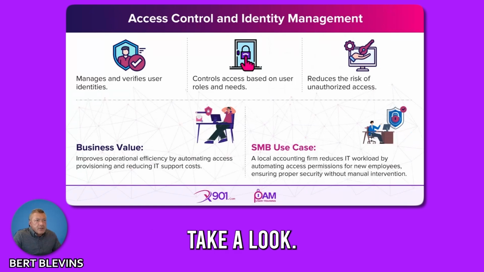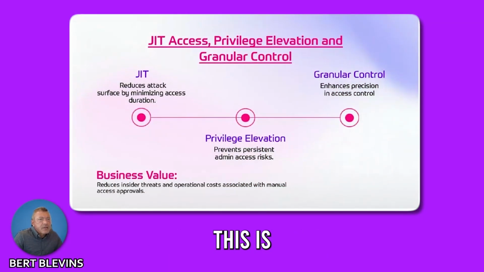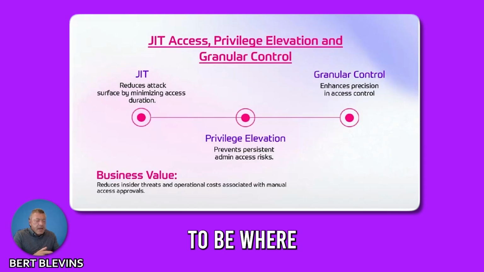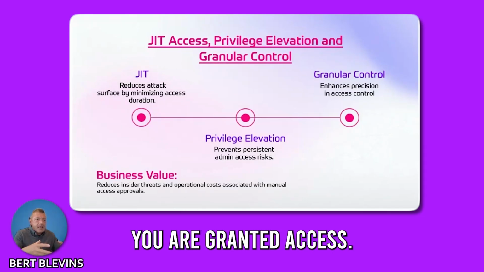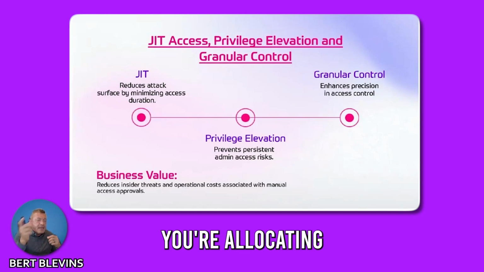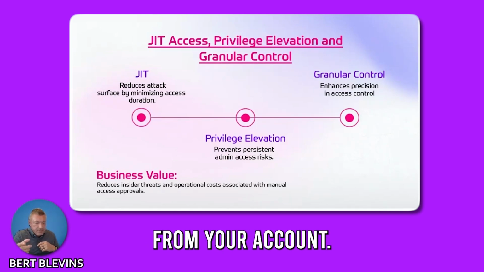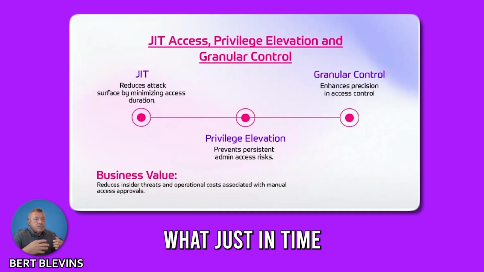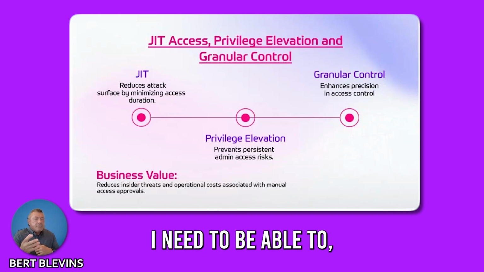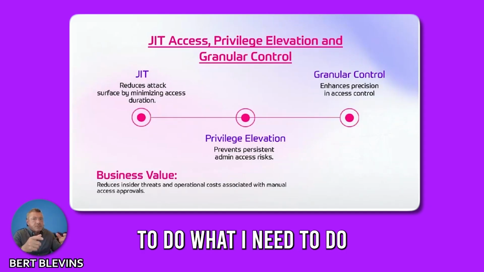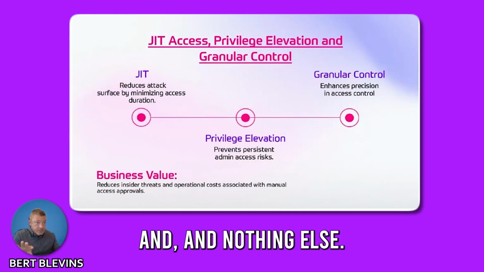All right, continuing on, here's our friend just-in-time access. This is one element that is going to be future. Right now, there may be various common threads, but one of them is that you are granted access and have permissions at the very beginning of your journey with the company, and as you get more responsibility, they allocate more permissions to you, but never take away permissions from your account. This is called over-credentialed privilege, and it happens over the course of time. What just-in-time does is mark the credential and say, I need to gain access to these 3 servers. When I gain access to these servers, I'm going to give just enough privilege to do what I need to do on those particular servers, and nothing else.